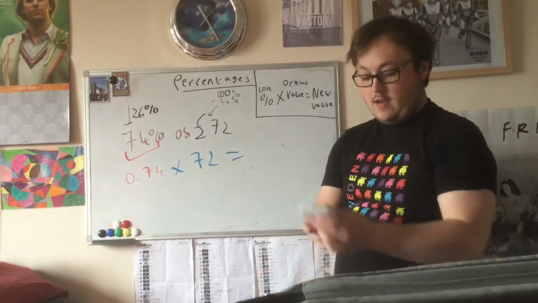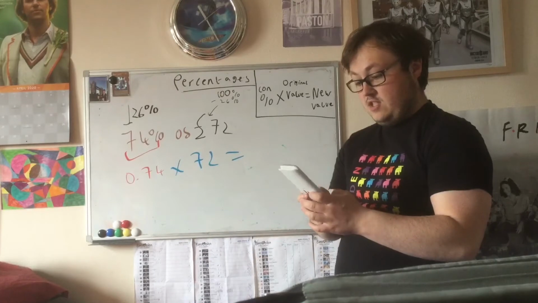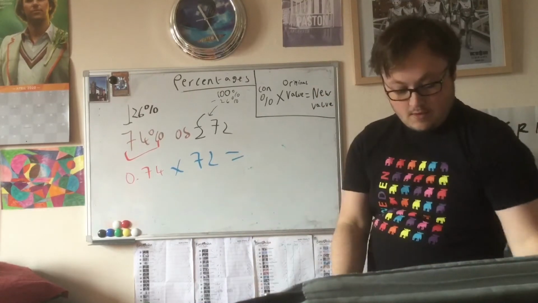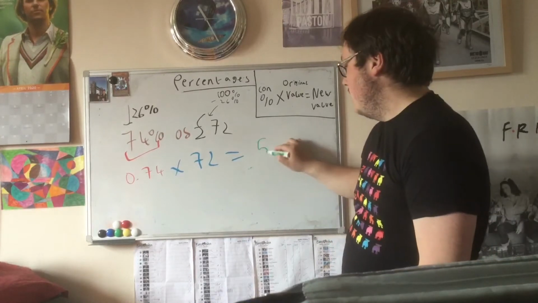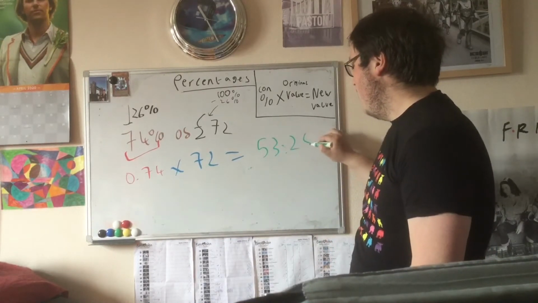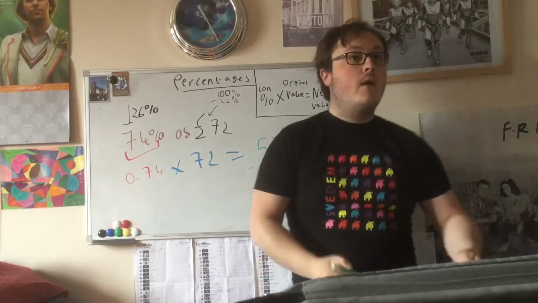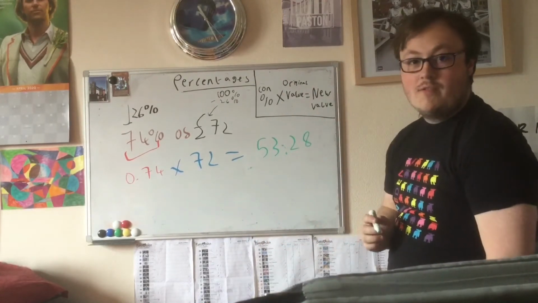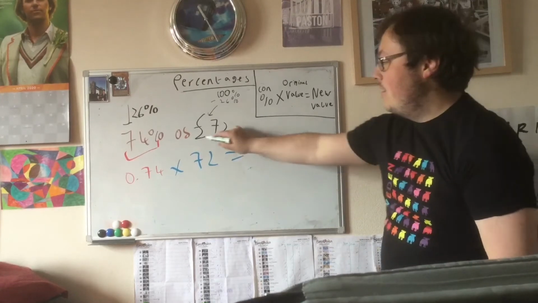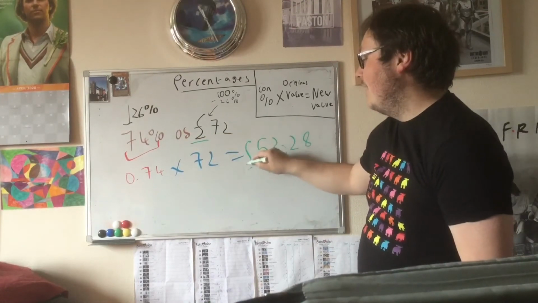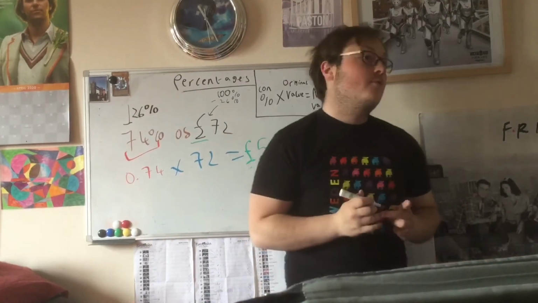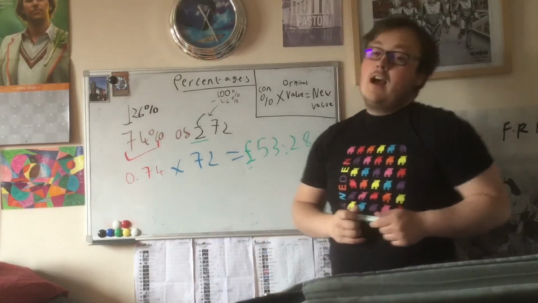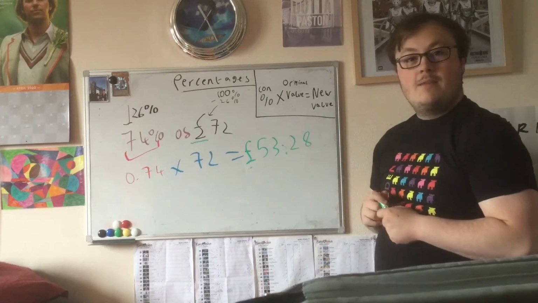So enter it into your calculator. 0.74 times 72. You will get, to 2 decimal places, thankfully, 53.28. However, that's not the answer. There's one thing I've forgotten. Do you know what I've forgotten? The pound sign. You have to remember to include your pound sign because 53.28 could mean anything. And that's how you do it. It's pretty simple when you think about it.